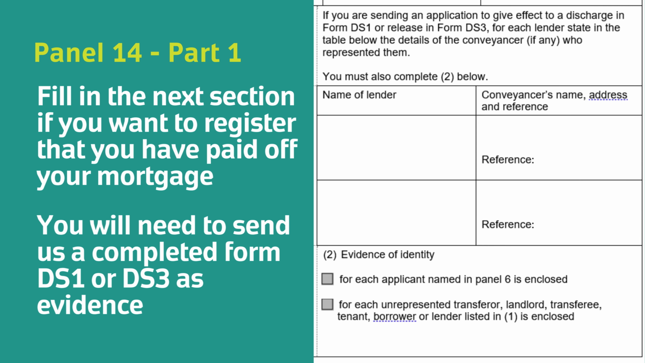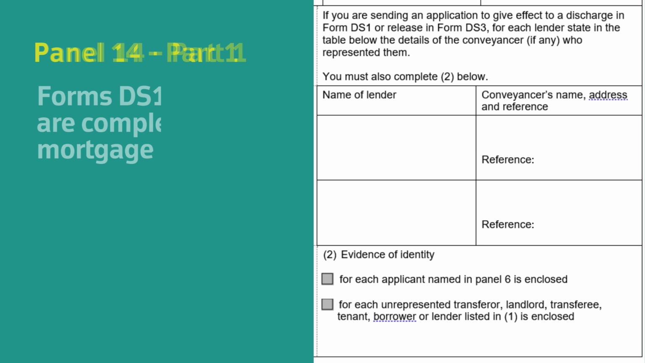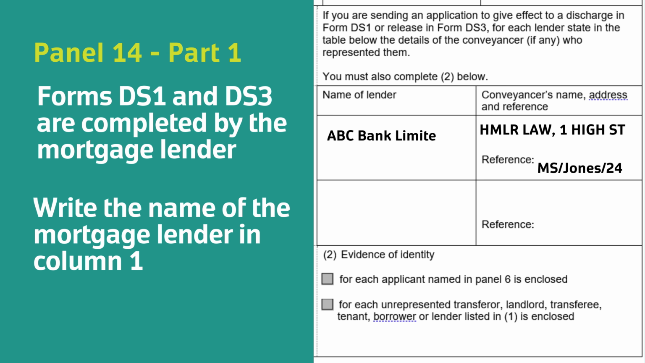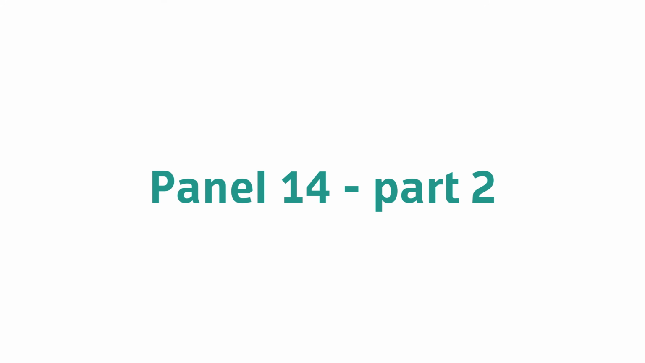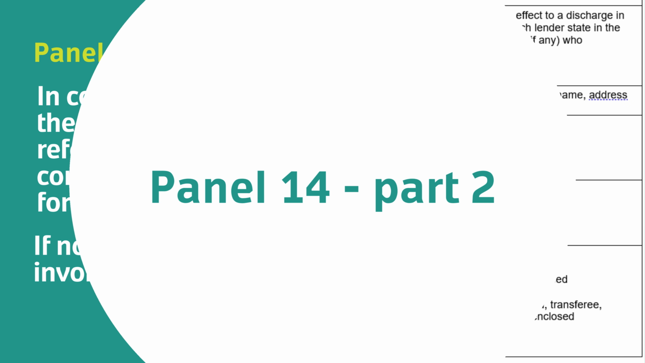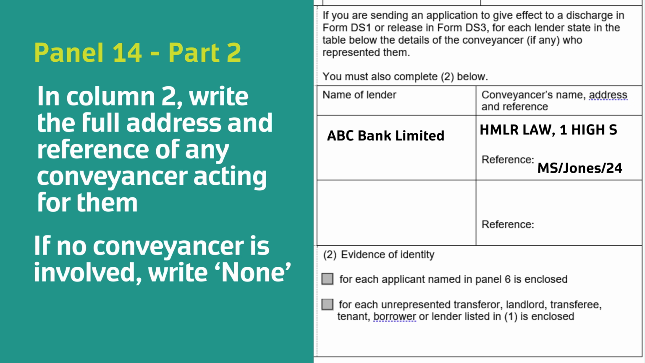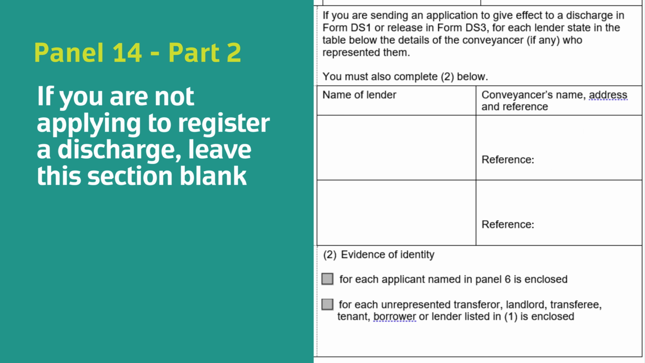You need only complete the next section of part 1 if you've paid off your mortgage and you're sending a form DS1 or DS3 with your application. If this is the case, write the name of the mortgage lender in the first column. Complete the second column with the name, full address and reference of the conveyancers who act for them, or if they are unrepresented, insert none. Otherwise, leave it blank.